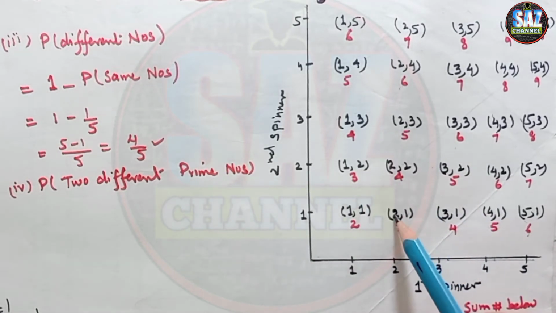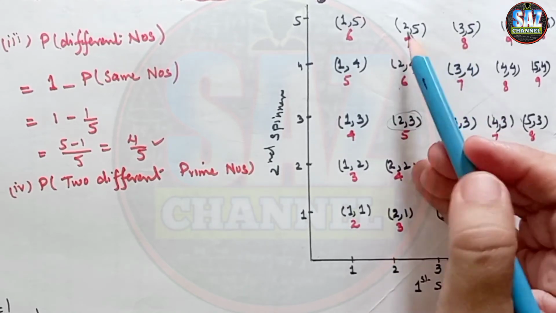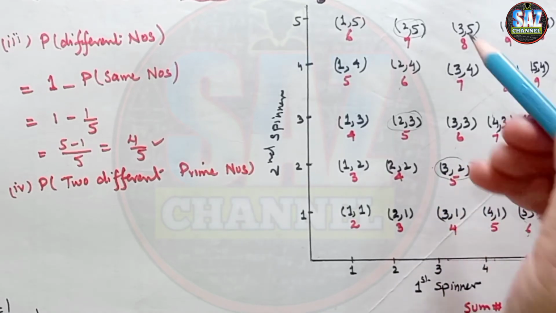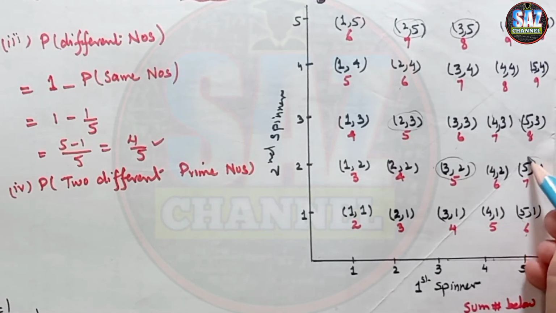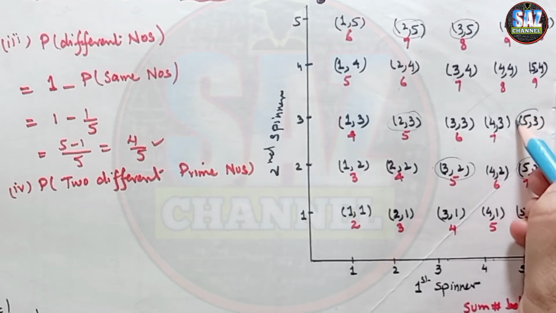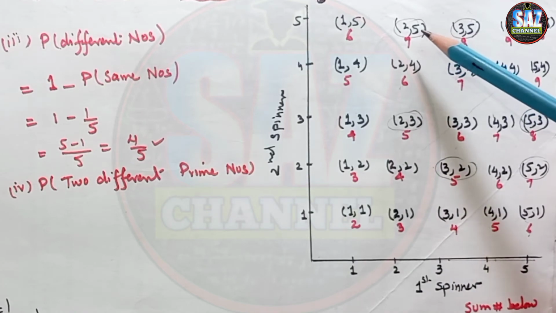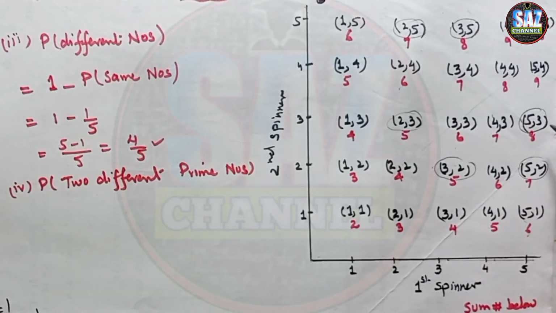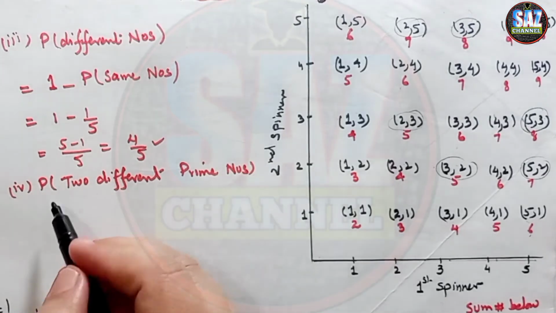Two different prime numbers. So first chance of different prime numbers, 2 with 3 and 2 with 5, and then 3 with 2 and 3 with 5. 4, I'm not going to move in 4 because 4 is an even number. Then 5 with 2, 5 with 3. Okay, so count how many total places there are where we are getting two different prime numbers. 1, 2, 3, 4, 5 and 6. Okay, so 6 by 25.